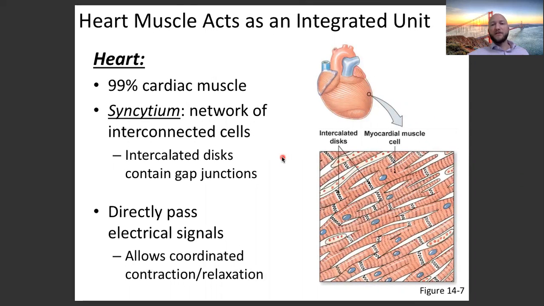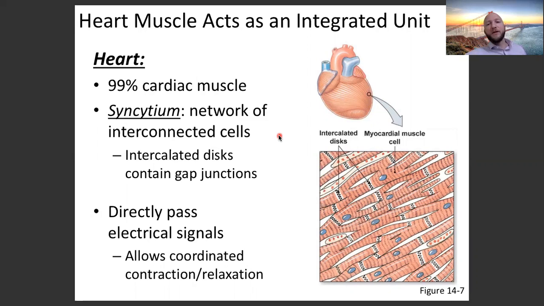So the heart muscle acts as an integrated unit. We want our heart to beat as efficiently as possible. Our hearts start beating before we're born, and they beat for many, many years, and they don't get a break. We want to exercise our heart. We want it to work hard sometimes, but we want it to work hard for 1 to 2 hours, 4 to 5 times a week, not every moment of every day.